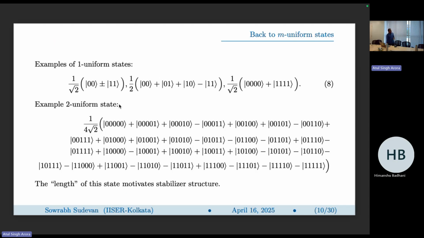Now, the smallest example of a two-uniform state is with 5 qubits. It becomes quite large, as in there are 32 basis vectors here. It's not easy to see just from this why this is a two-uniform state. The length of the state motivates the next part, where I will have to bring in stabilizer structure. So you will see why stabilizer structure is useful to represent such states.